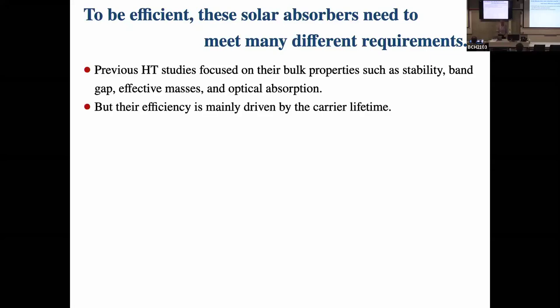But in fact, when you look at a solar absorber, its efficiency is mainly driven by the carrier lifetime. You can have good effective mass, good band gap, but if your carriers recombine, that's a problem. Typically, when you create an electron-hole pair, you want to separate them and collect them at the different electrodes of the photovoltaic cell. What you really want to avoid is a recombination of the electron and hole.